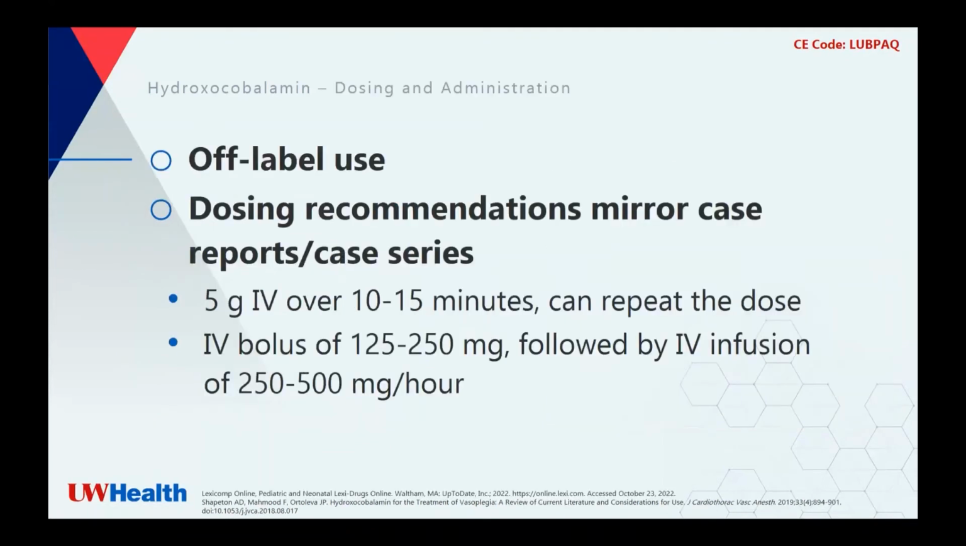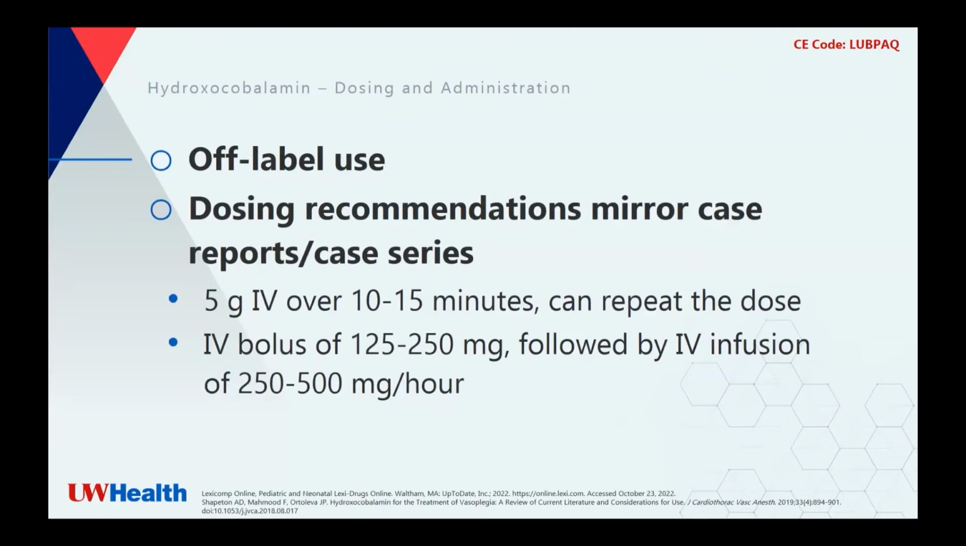Hydroxocobalamin is also considered off-label for use of vasoplegia. And it was actually started to be used for vasoplegia because of a side effect noticed for its labeled indication of cyanide poisoning. So for patients who got hydroxocobalamin for cyanide poisoning, they found that hypertension was a side effect. And that's how we use it today for vasoplegic syndrome.